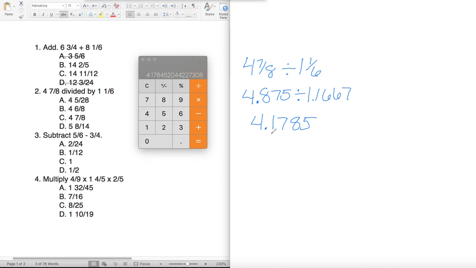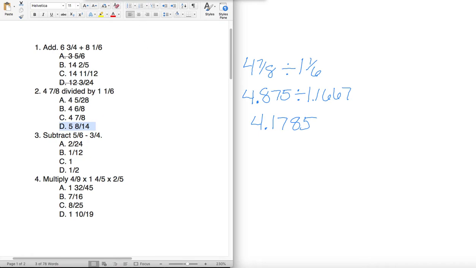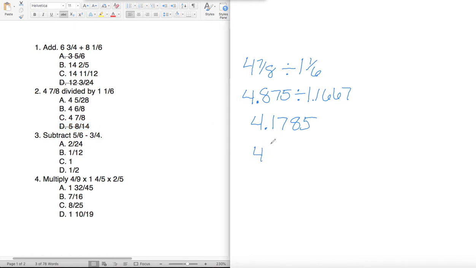And so of our answer choices, we have 3 of them that start with a 4, so those could be correct. The one that starts with a 5 cannot be correct, so we can mark that one out. And then we're going to try 4 5/28 and see if that matches.